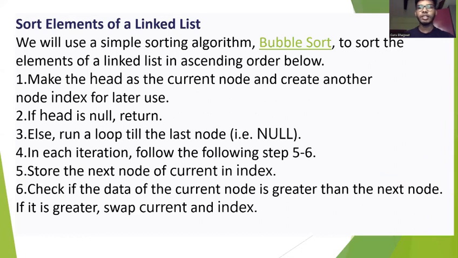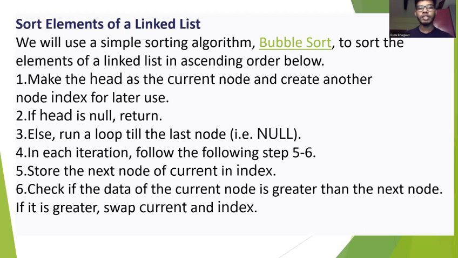Next, sorting. Sorting is sorting the elements of the linked list. The most important example for sorting is the bubble sort. The steps to be taken for sorting the elements are: make the head the current node and create another node for the index for later use. If head is null, then return, or else run the loop till the last node. In each iteration, follow the following steps.